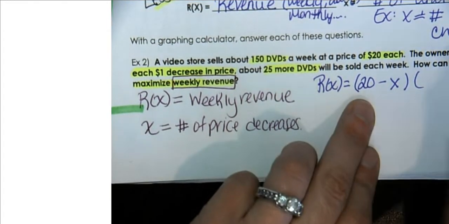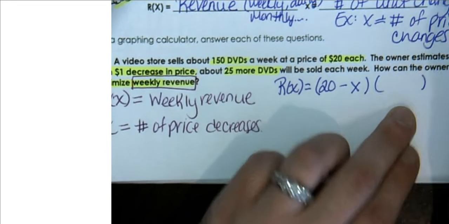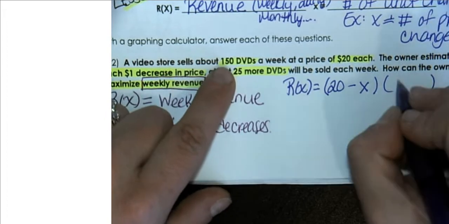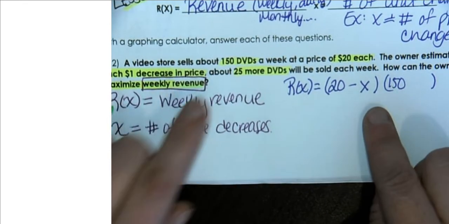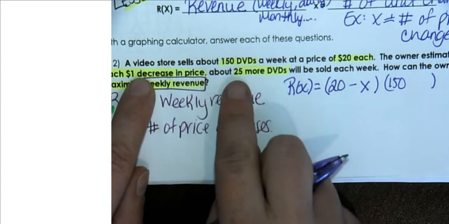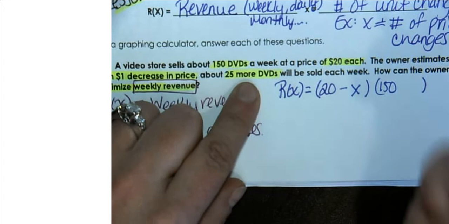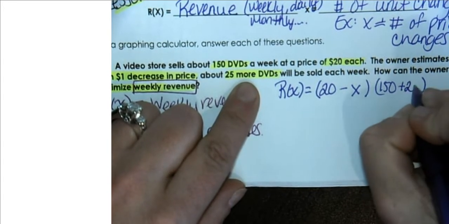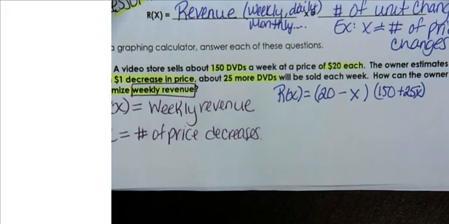The next parenthesis deals with quantity, and I always write down where I'm starting. So I'm starting with 150 DVDs that are being sold each week. And what's happening is that every time the price decreases, 25 more DVDs are sold. So that means I'm going to be selling more units, 25x. So if I decrease the price one time, I'm going to sell more DVDs, and I'll be selling a total of 175 DVDs.